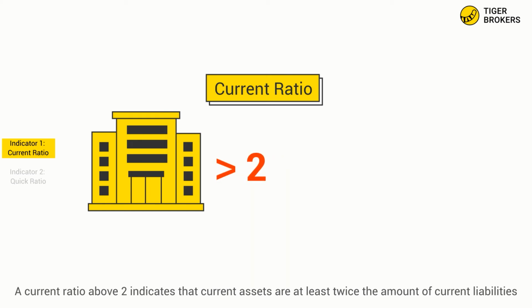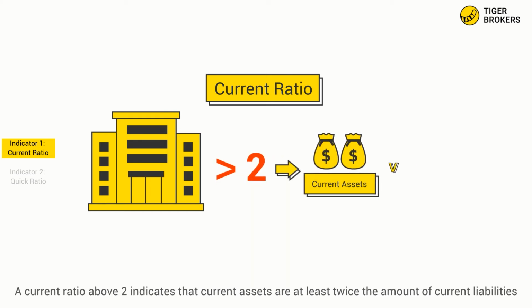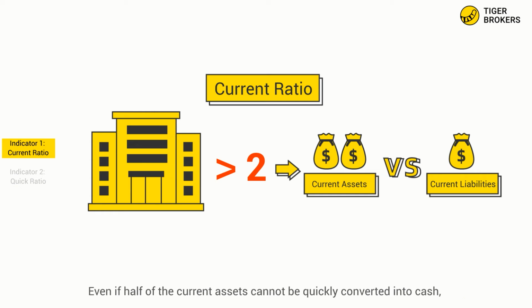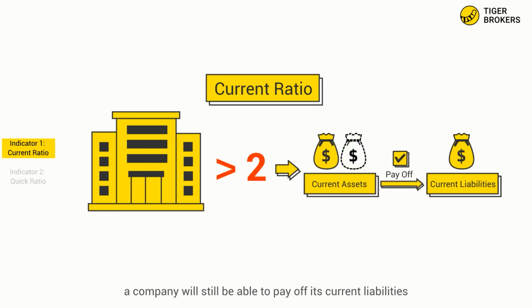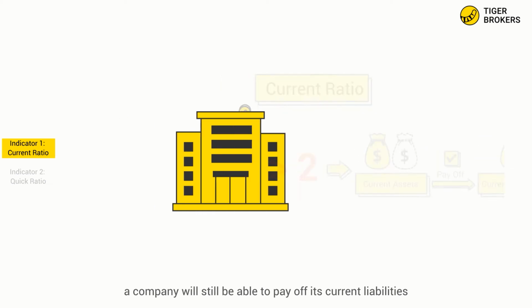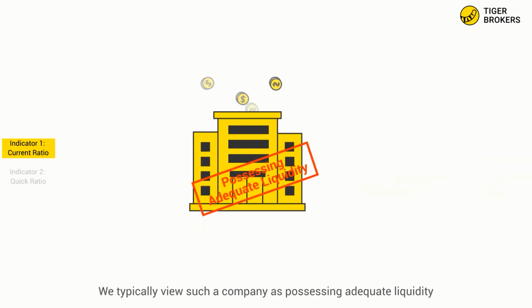A current ratio above 2 indicates that current assets are at least twice the amount of current liabilities. Even if half of the current assets cannot be quickly converted into cash, a company will still be able to pay off its current liabilities. We particularly view such a company as possessing adequate liquidity.